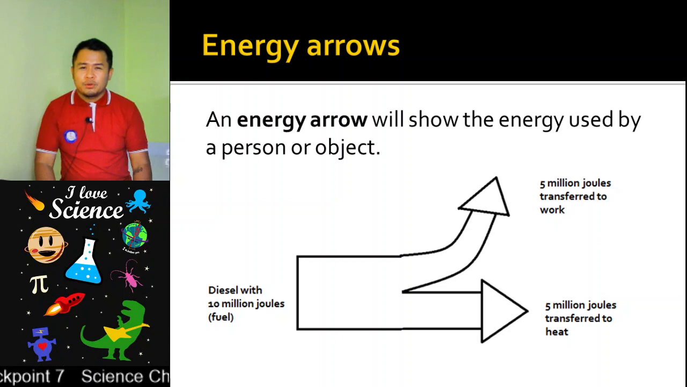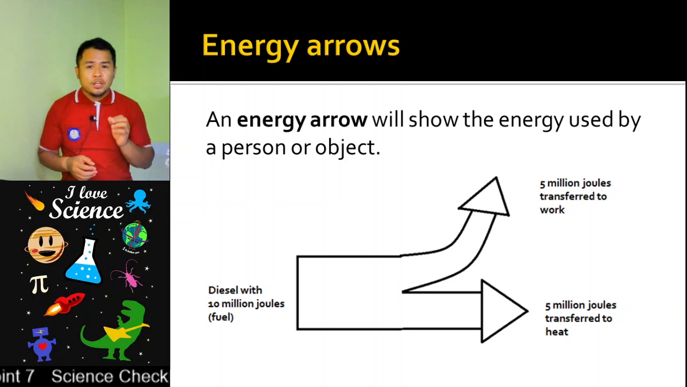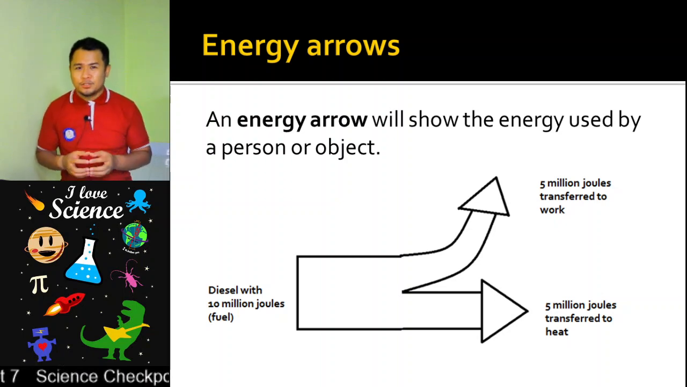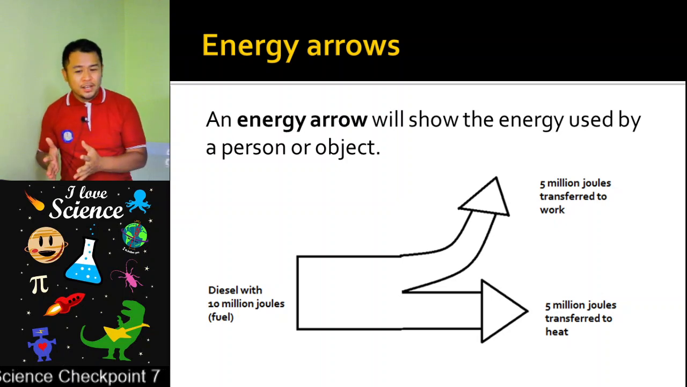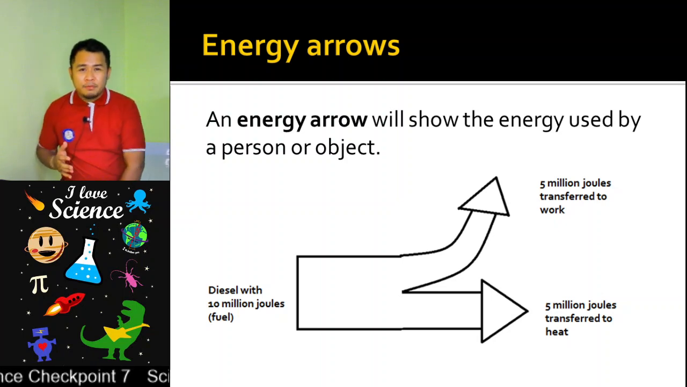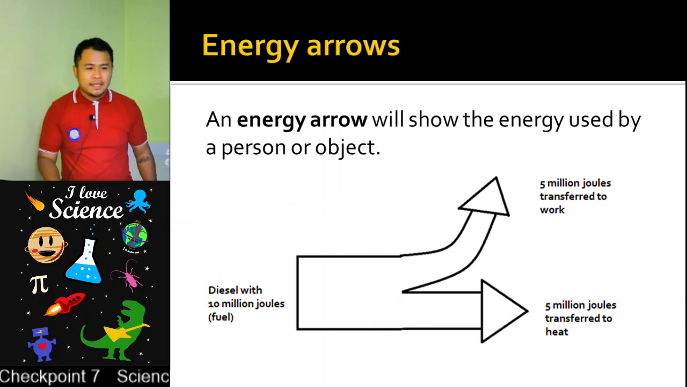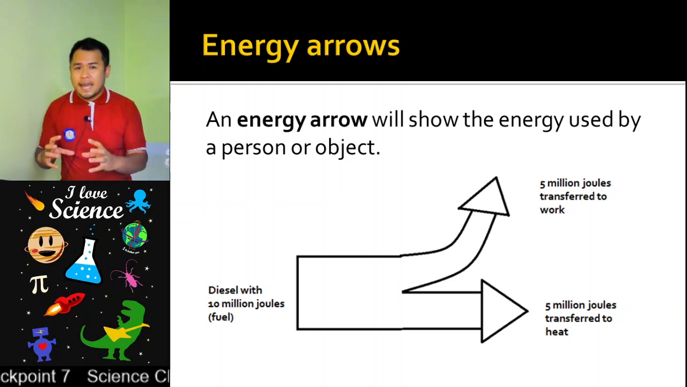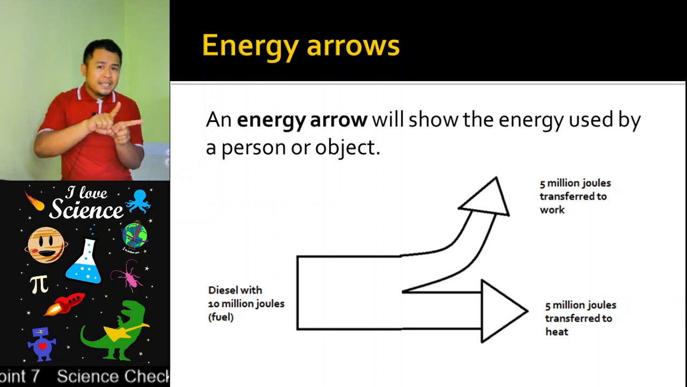We can also show the energy that an object or a person has used using energy arrows. Again, an energy arrow is used to show the energy used by a person or an object. So, using the same example that we have with the digger, at the start, as you can see here, the diesel inside the digger's tank is 10 million joules, and the arrow is equally split into two.